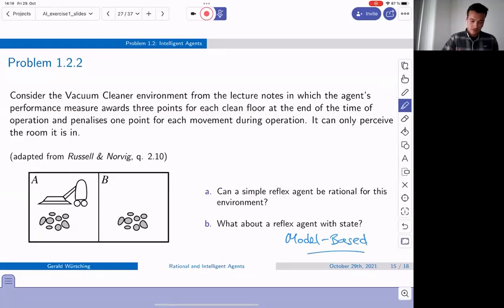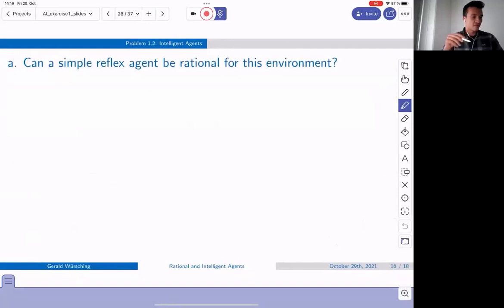Okay, good. Then let's do the first question, which is whether a simple reflex agent can be rational for this environment. I would just go through this right now. I don't think we have the time for another one, or actually we can do a quick TweetDeck poll. So maybe Dawi, you could make a TweetDeck poll with yes, no. Did you create one? Okay, thank you. Just started. All right, perfect, thanks.